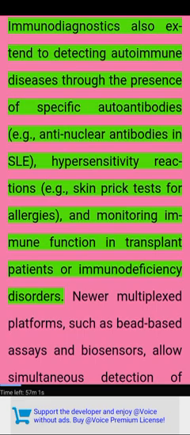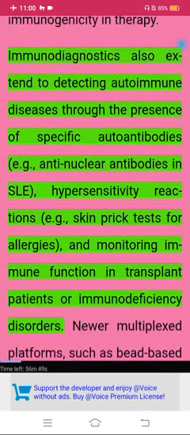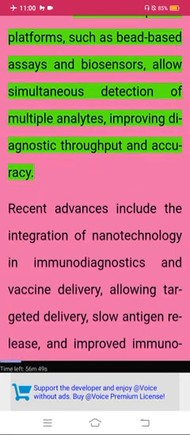Immunodiagnostics also extend to detecting autoimmune diseases through the presence of specific autoantibodies, e.g., antinuclear antibodies in SLE, hypersensitivity reactions, e.g., skin prick tests for allergies, and monitoring immune function in transplant patients or immunodeficiency disorders. Newer multiplex platforms, such as bead-based assays and biosensors, allow simultaneous detection of multiple analytes, improving diagnostic throughput and accuracy.